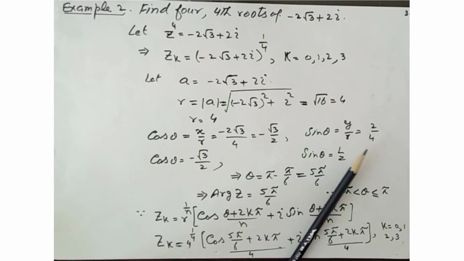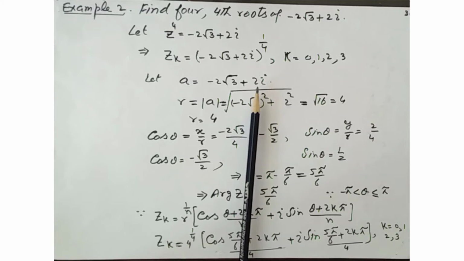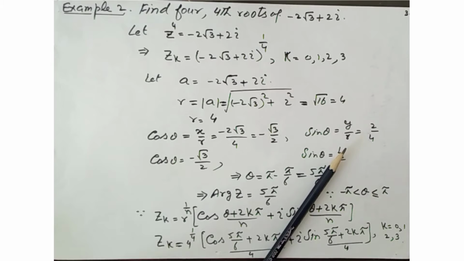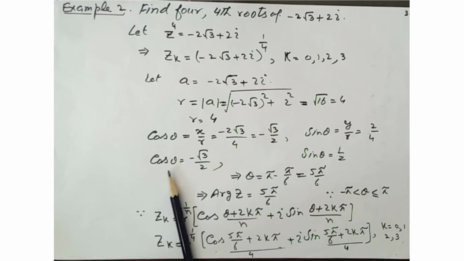Sin theta equal to y over r. y equal to 2 and r equal to 4. Here we put the value of y and r. So sin theta equal to 1 by 2, and cos theta equal to minus √3 by 2. The value of theta that satisfies cos theta and sin theta is pi minus pi by 6. This is 5 pi by 6. So 5 pi by 6 satisfies these two values. Cos 5 pi by 6 equal to minus √3 by 2 and sin 5 pi by 6 equal to 1 by 2.